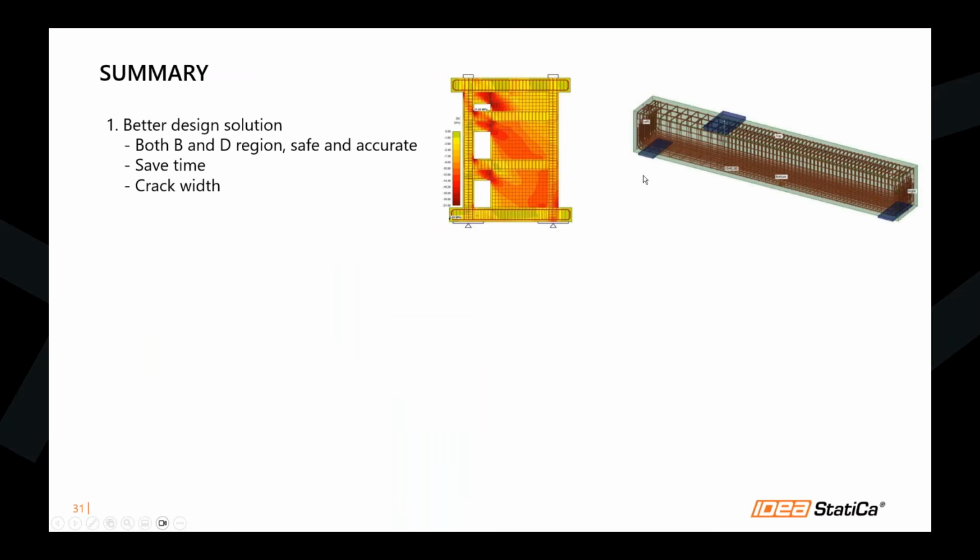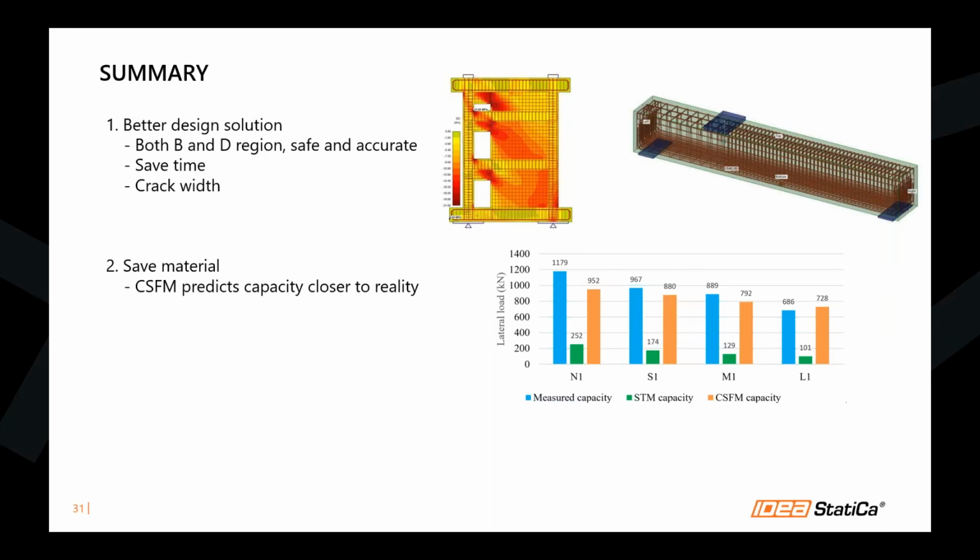Right, so final summary. Why do we want to use IDEA StatiCa Detail? It's a better solution for both B and D region, so you don't need to separate between B and D region. It's, as you can see, safe and secure compared to physical testing, verified. Also, it saves time. It would be quite time consuming to create a strut-and-tie model. If the opening changes, then you'll have to create a new model. But in IDEA StatiCa Detail, you just move the opening and rerun the analysis. Lastly, there's crack width, which we can provide, not with the traditional hand calculation method.